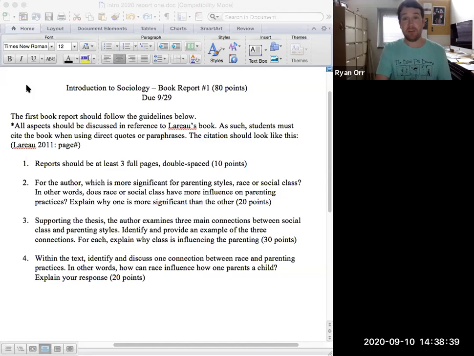But the first question basically asks you to identify of those two variables, which is more important when it comes to shaping parenting styles. Then I'm asking you to explain that response. So you're going to either pick race or class. Then you're going to explain why that variable matters more when it comes to parenting than the other one. So any questions about part 2?